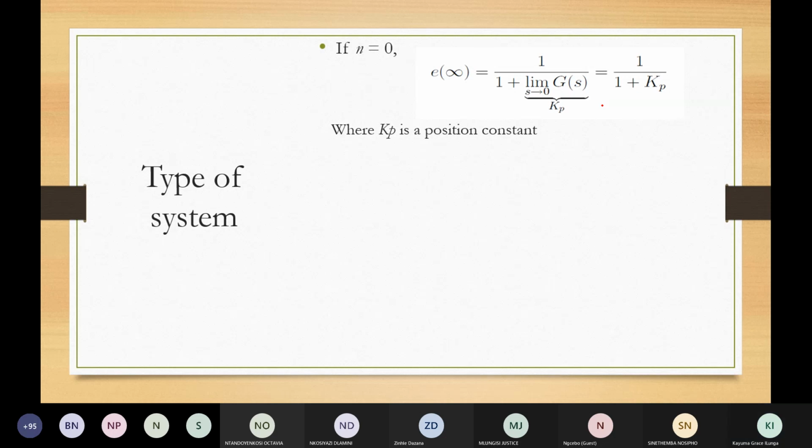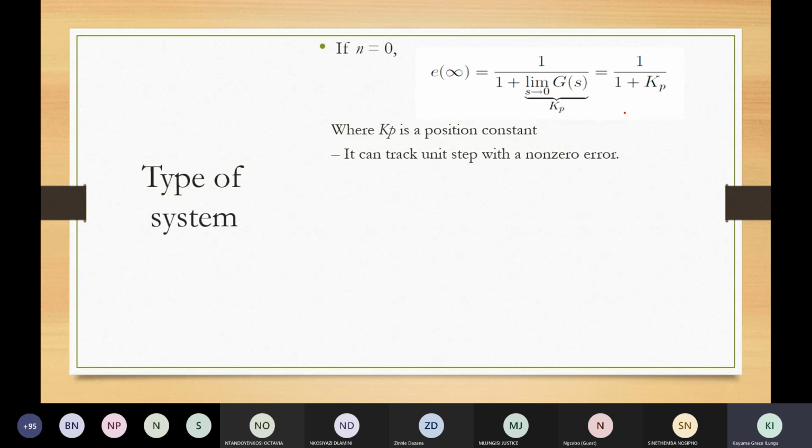Now, we call it position only in the case where n is equal to 0. That's why this kp is called a position constant. When n is equal to 0, we talk about kp, the position constant. But this limit of g of s in general is called the static error. So now we can also quantify the steady state error just by using the static error, which is this limit as s goes to 0. By knowing this one, we can say which case we are in. So now let's see the second one.